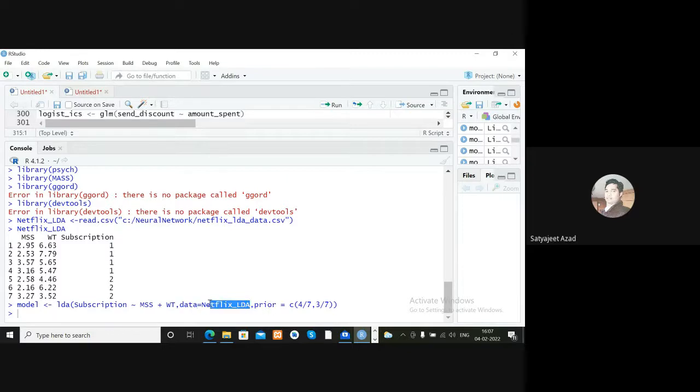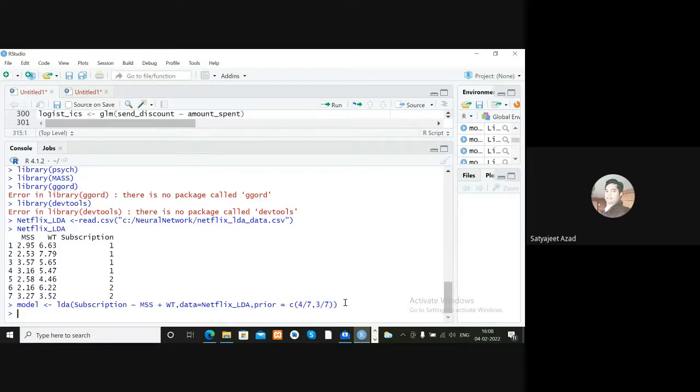Okay, there is something called prior probability. Looking at this data set, out of 7 records, 1 appeared 4 times and 0 appeared 3 times. I mean, subscribed is 1 and not subscribed is 0. Subscribed is 4 times, that is 4 by 7. Not subscribed is 3 times, that is 3 by 7. You have to put this probability in LDA. So LDA is a function, subscription is the response variable, MASS and WT are the features, the data set is saved in this, and we have put in this prior probability.